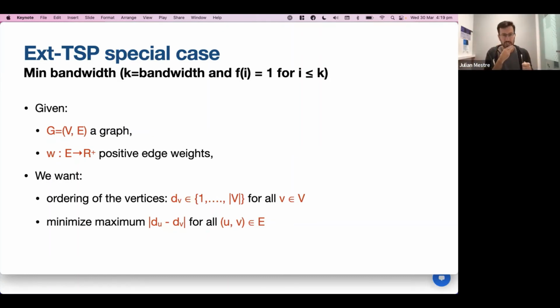So why is this a special case of my Ext-TSP problem? If I set k to be the value of the bandwidth of the graph, and I set the discount function to be 1 for everything at distance up to k and 0 afterwards, then the optimal solution is able to recover all the edges, because there is an ordering where all the edges have endpoints at distance at most k. So this means that if I can solve the Ext-TSP problem, then I can solve the bandwidth problem.